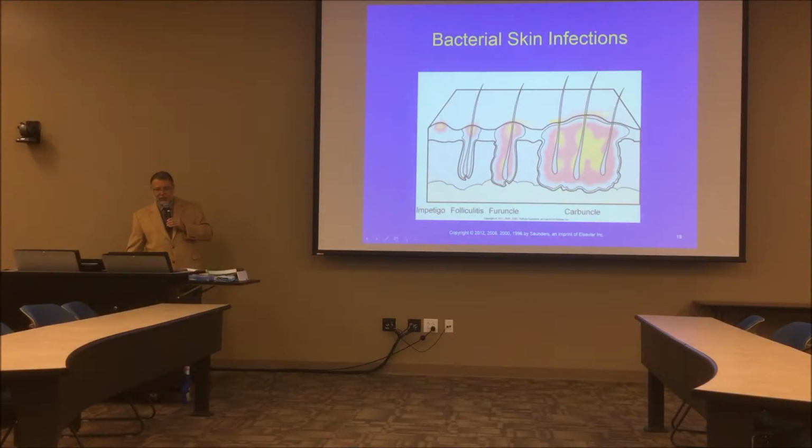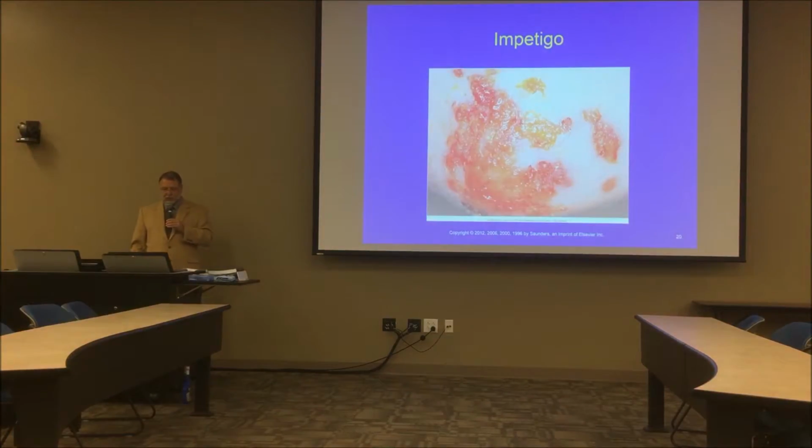So again, it's a schematic representation of what impetigo means, what folliculitis is, where a hair follicle is infected. Furuncle is just the size that's increased and it reaches a deeper level. And carbuncle is more of an abscess that has spread throughout.